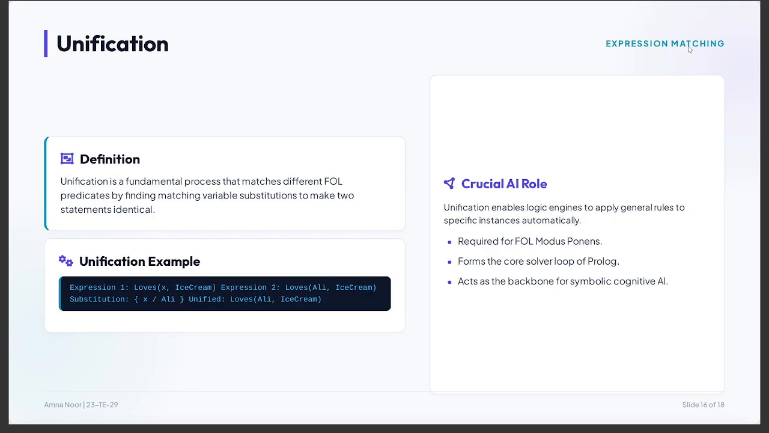Then we have unification. Unification is the process of matching two logical expressions by finding a suitable substitution. For example, loves(X, IceCream) becomes loves(Ali, IceCream) when X is replaced by Ali. It is a key technique used in AI reasoning and programming languages like Prolog.